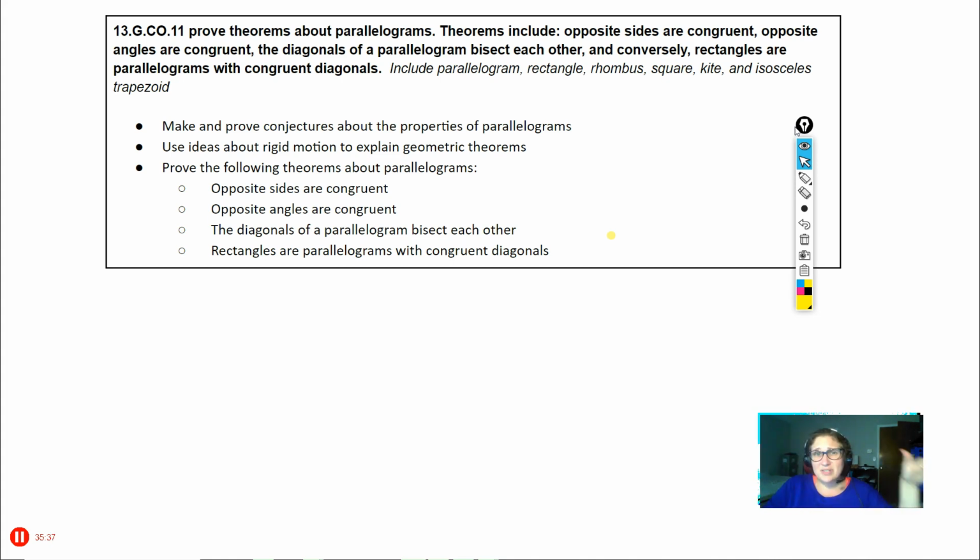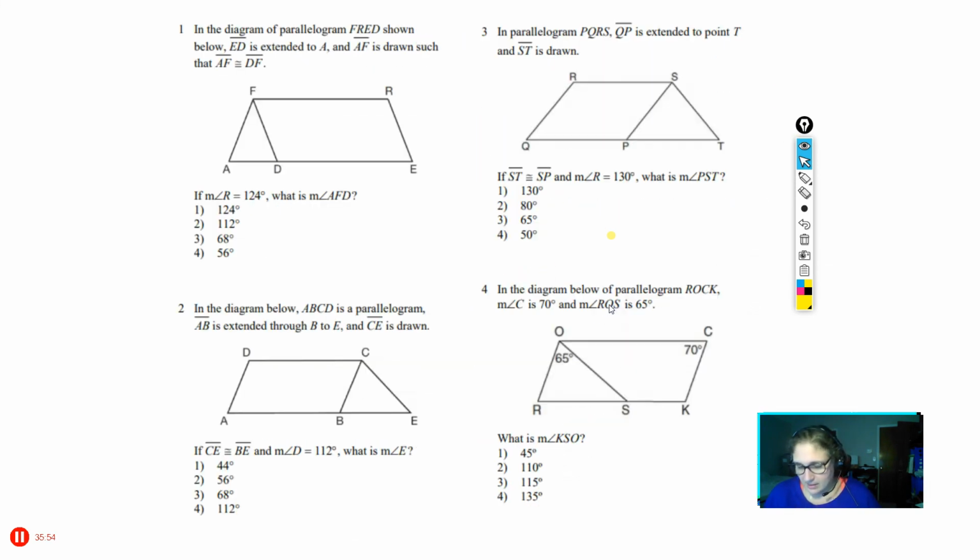Do you need to know the other stuff? Yes, for the EOC, but the AKS explicitly talks about parallelograms. Opposite sides are congruent, opposite angles are congruent, diagonals bisect each other. And then for it to be a rectangle, you have congruent diagonals or you have right angles. Okay, so let's look at more questions. I want to get to the Kahoot.